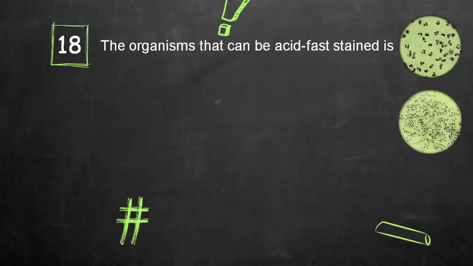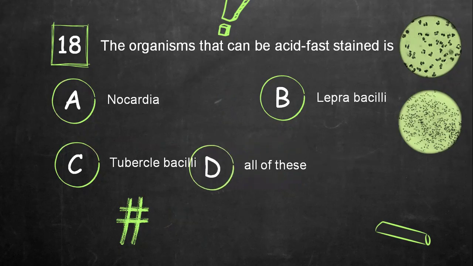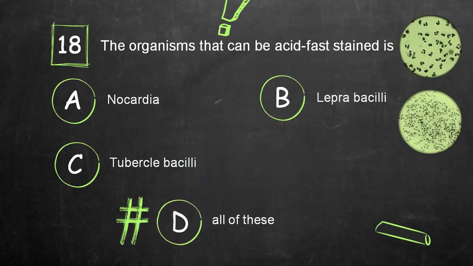Next question, the organisms that can be acid-fast stained: option A, Nocardia, option B, leprae bacilli, option C, tubercle bacilli, and option D, all of the above. Here, the right answer is option D, all of the above. So all these organisms, such as Mycobacterium leprae, Mycobacterium tuberculosis, and Nocardia species, are stained by the Ziehl-Neelsen staining or acid-fast staining. So they are called acid-fast bacteria.